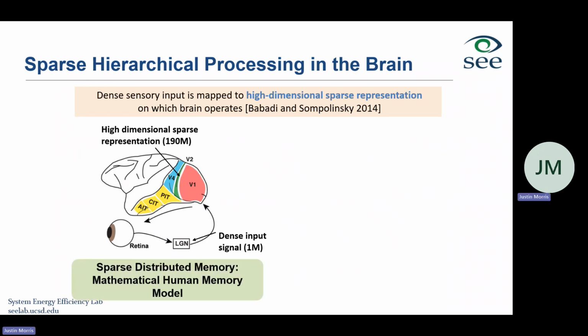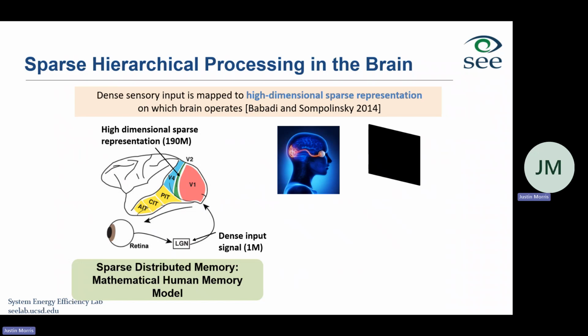And like I mentioned, this is called the sparse distributed memory model. The different patterns of neurons firing in your brain correspond to different things that you've memorized. So when you see an apple, a distinct pattern of neurons firing in your brain is shown, whereas if you see a banana, it's a different distinct pattern.